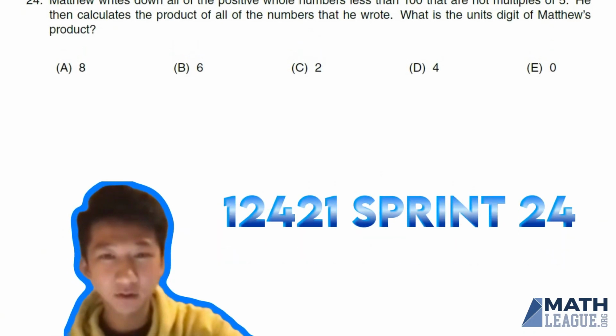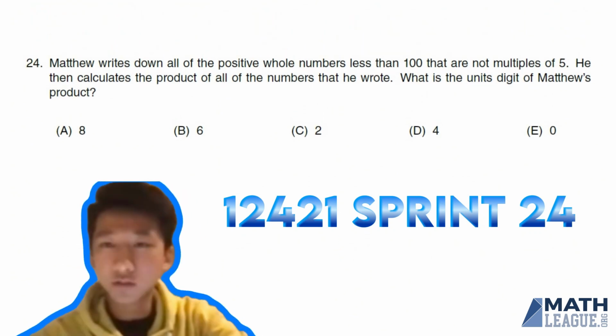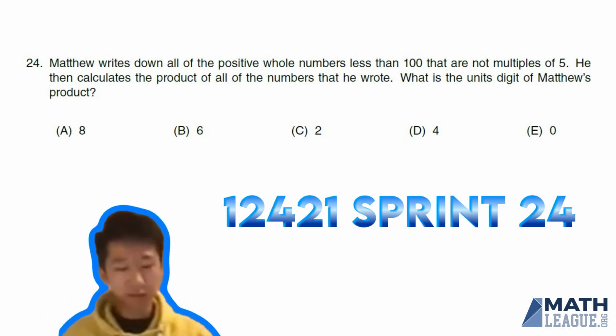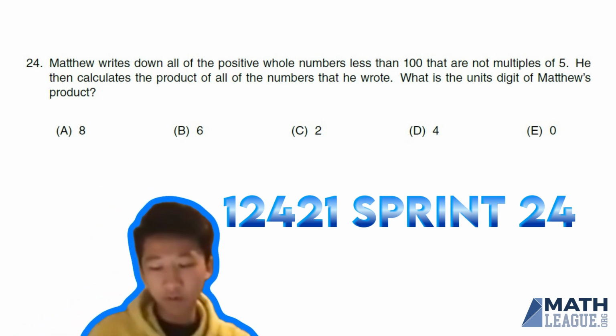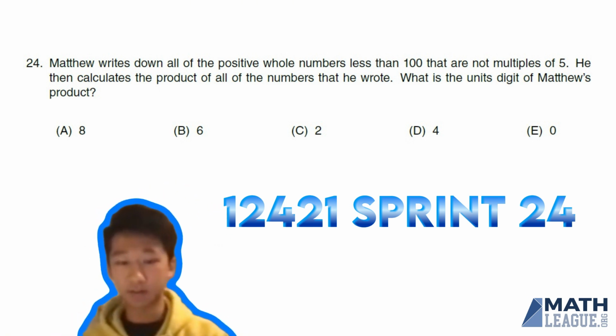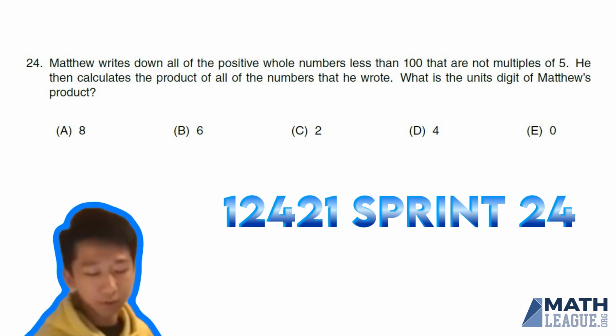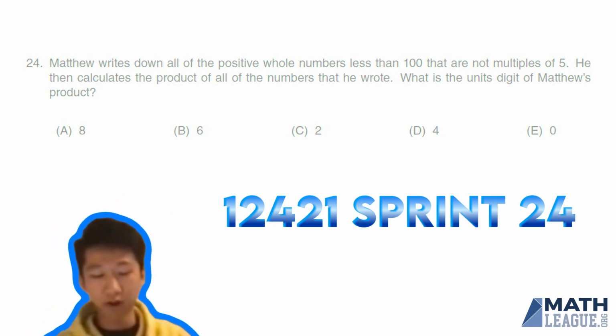All right, so we're going to talk about question number 24 from the sprint round. So here's what the problem says. Matthew writes down all of the positive integers less than 100 that are not multiples of 5. He then calculates the product of all the numbers that he wrote. What is the units digit of Matthew's product?